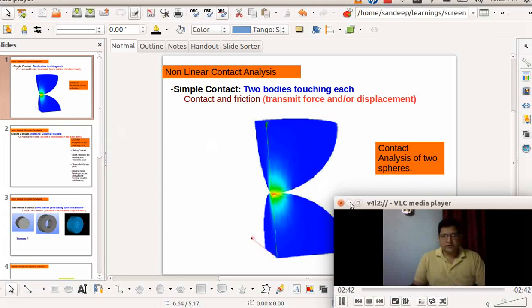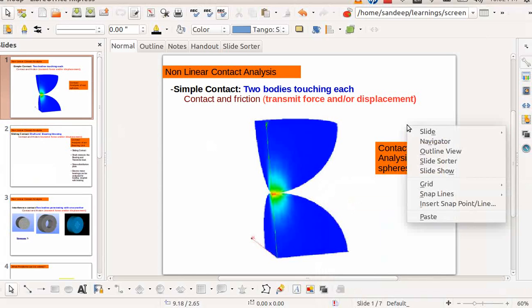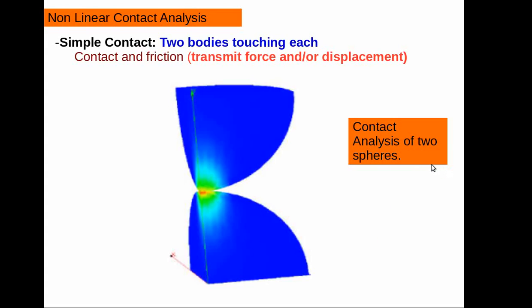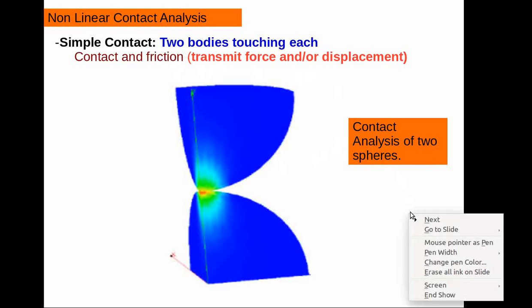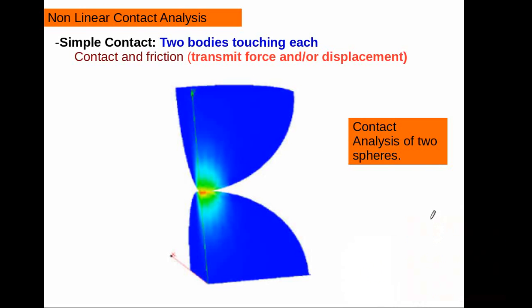Hi everyone. Right now we are going to see different types of contact analysis that can be done. A contact analysis is a non-linear analysis. The most simple type of contact analysis is two bodies touching each other.